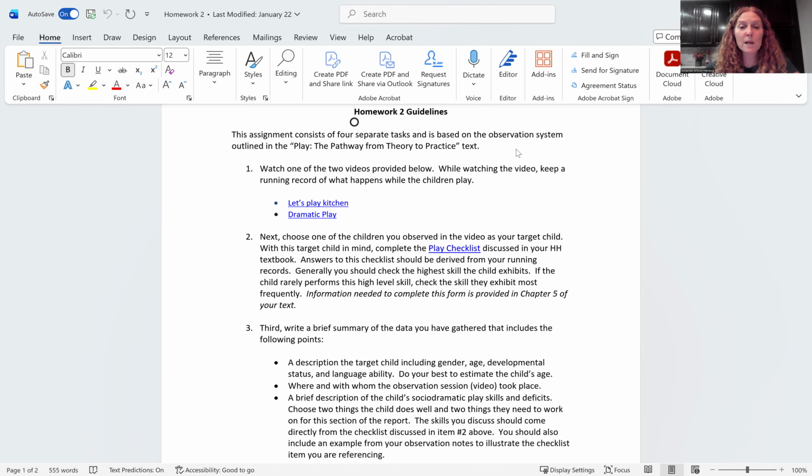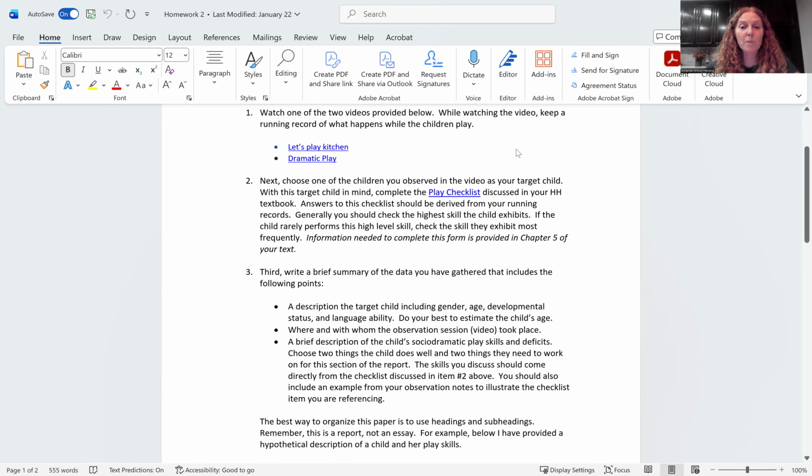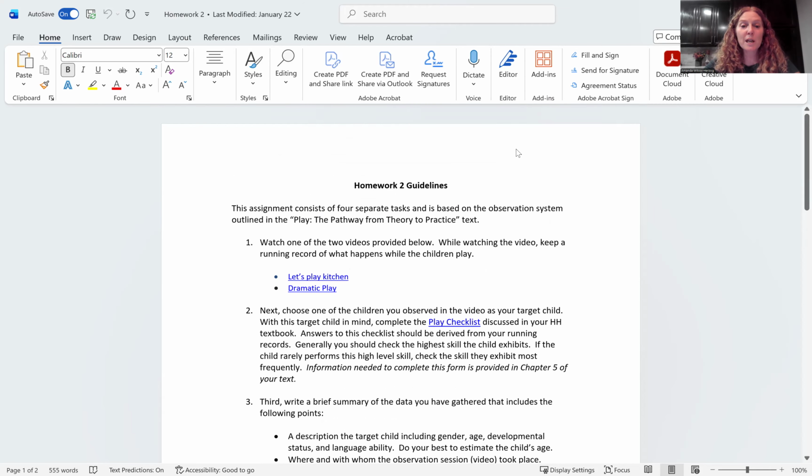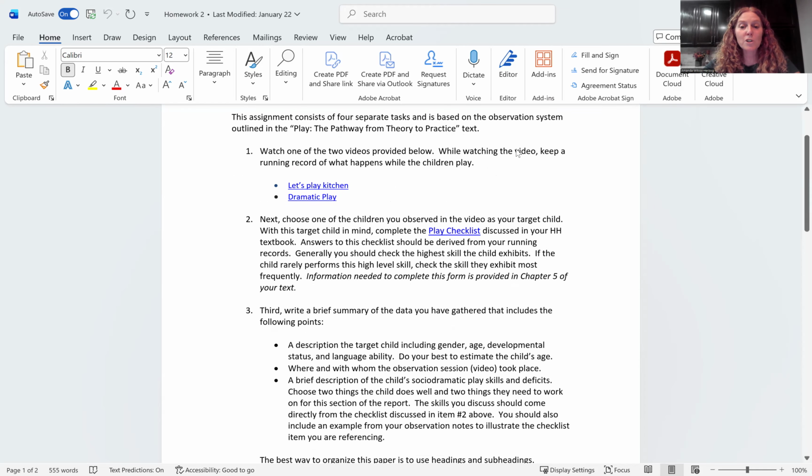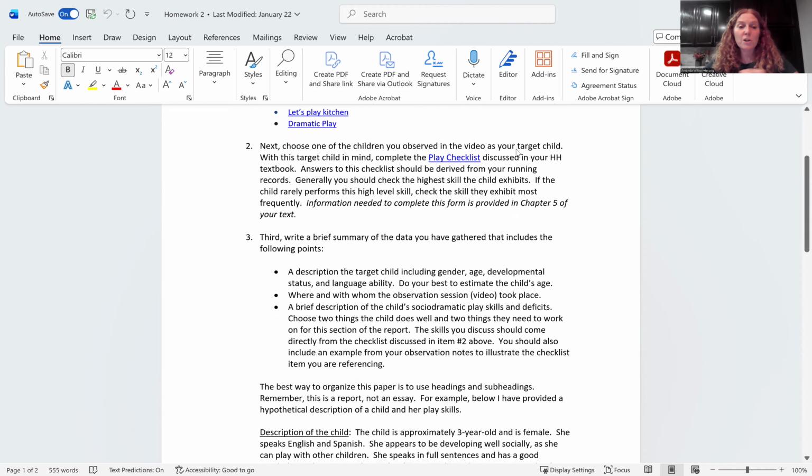Then you're going to use that running record to complete the play checklist. I'm going to be talking about the play checklist in our Observing Play lecture, so you can go to that lecture and listen to me talk about how to use it. But you can also read about how to use this play checklist in your H&H textbook. That's the textbook I was mentioning up here, Play: The Pathway from Theory to Practice by Heidemann and Hewitt. So you're going to use that text and the lectures.